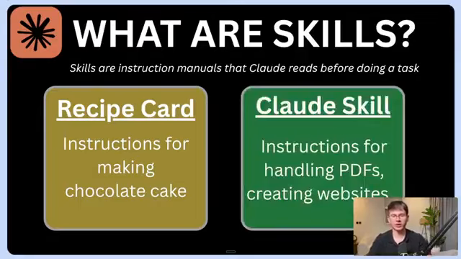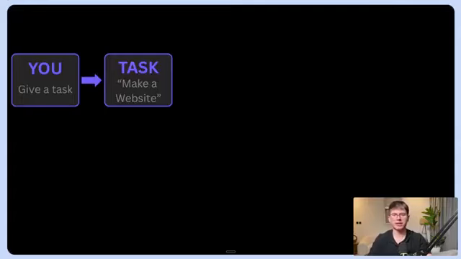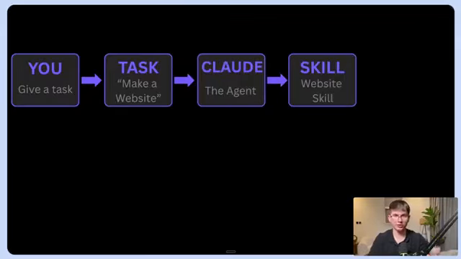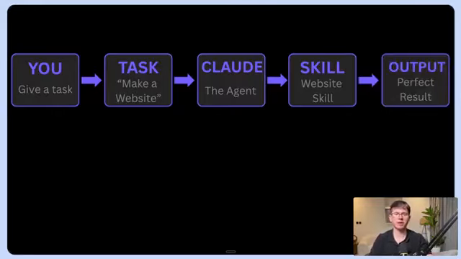Claude has Claude Code skills, which are instructions to handle PDFs, to create websites, to create presentations, and to do all those things. So when you give Claude Code a task, let's say you say, let's make a website, Claude, which is the agent, goes to the skills and says, okay, which skill do I have to use? In this case, it will use the website skill, and it will use the website skill to give us a perfect result.